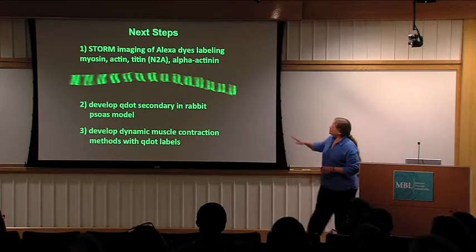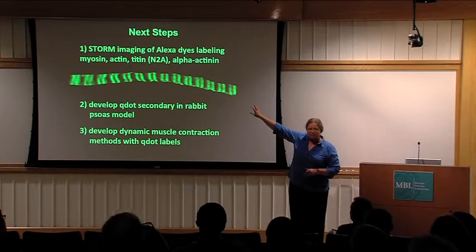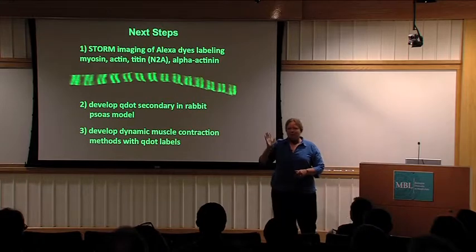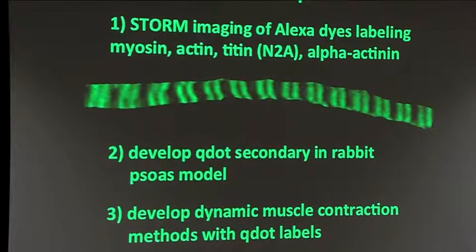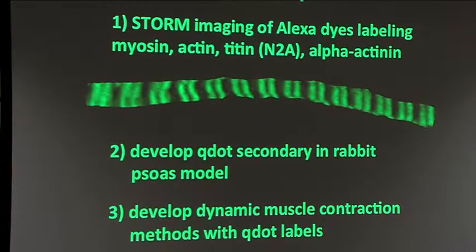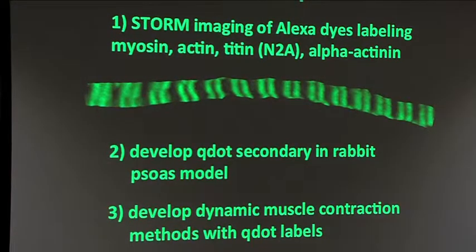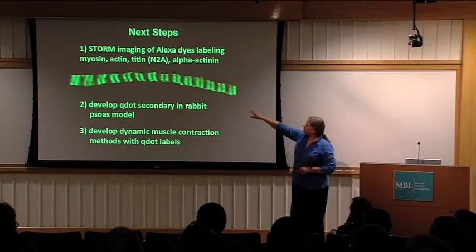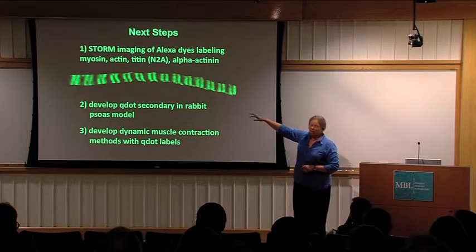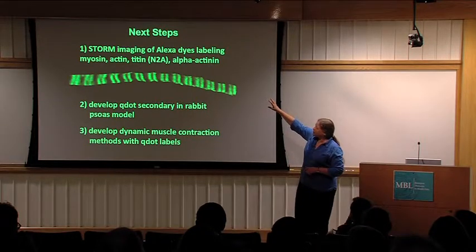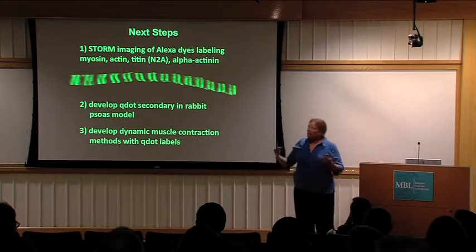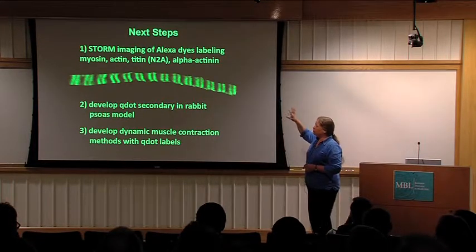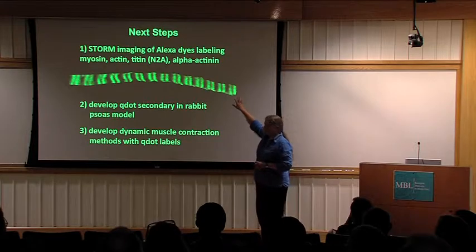So next steps, we're going to be doing quite a bit of STORM imaging with just the Alexa dyes while we're figuring out the labeling with the quantum dots and how the quantum dots might potentially be affecting the contraction. So we'll be able to label the myosin, the actin, titin, even specifically that N2A region or the PEVK region, and alpha-actinin to look at some of the dynamics in the Z disks. And with super resolution microscopy, we'll be able to look at the dynamics there.